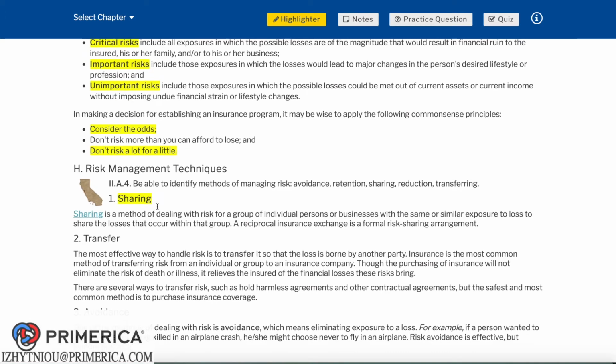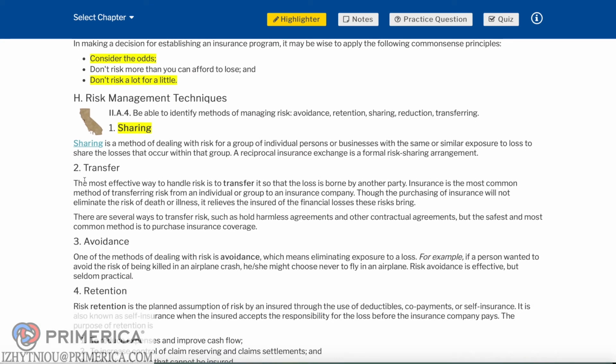1. Sharing. Sharing is a method of dealing with risk for a group of individual persons or businesses with the same or similar exposure to loss to share the losses that occur within that group. A reciprocal insurance exchange is a formal risk-sharing arrangement.